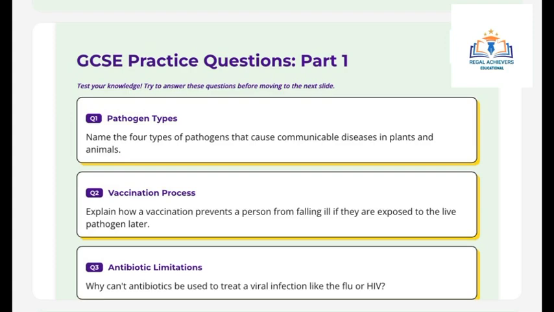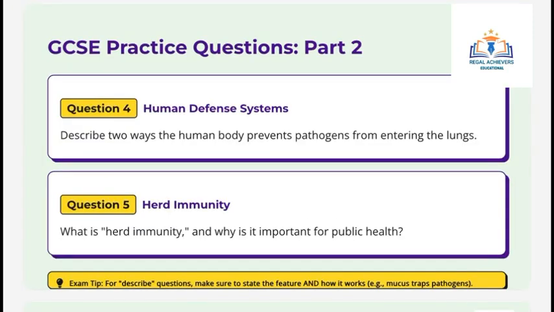Let's tackle 2 more crucial questions that often appear on GCSE exams. We're moving from identifying pathogens to understanding how our bodies defend against them and how communities protect themselves. Think about the physical barriers your body has in place, and consider the bigger picture of public health. Remember that exam tip: for describe questions, you need to explain both the feature and its function.